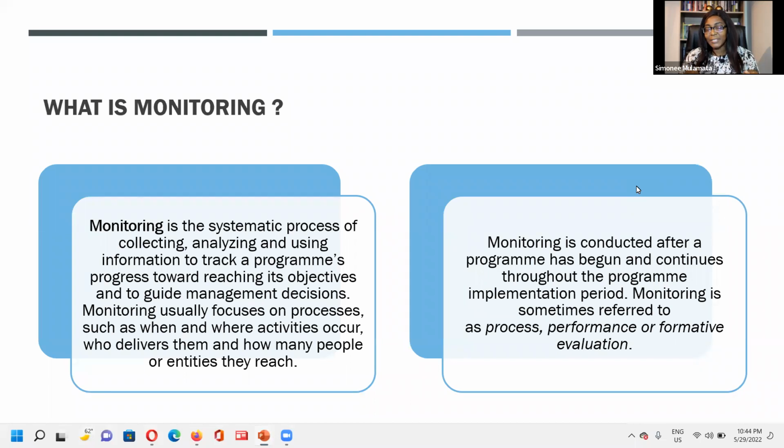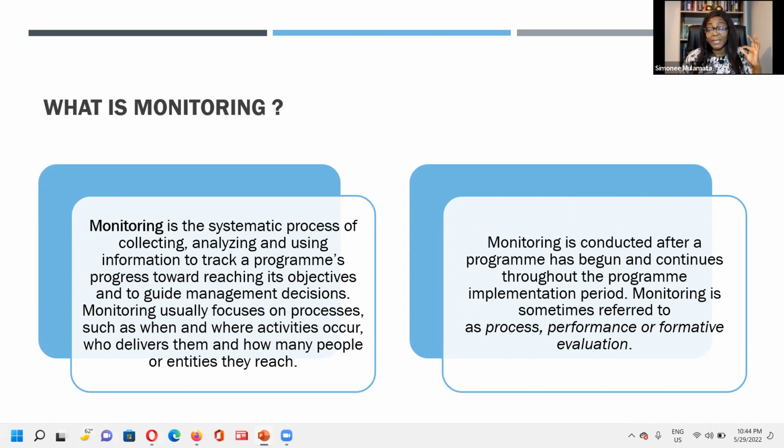Now, many times we complain that we do not get a platform to speak. Your information collected and submitted through monitoring and evaluation could be your voice being spoken if well presented. Monitoring usually focuses on processes such as when and where activities occur, who delivers them, and how many people or entities they reach. Monitoring can be extremely detailed. And then it is conducted after a program has begun. We start monitoring after a program has begun.